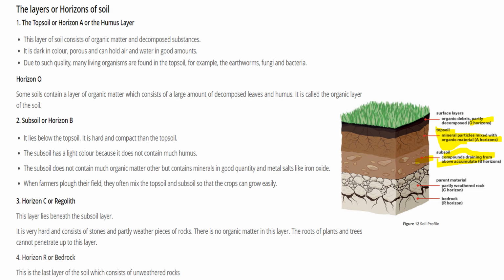And then horizon C or regolith. Here it is below the subsoil. It is very hard, and it consists of stones and partly weathered pieces of rocks. There is no organic matter in this layer. The roots of plants and trees cannot penetrate up to this layer.